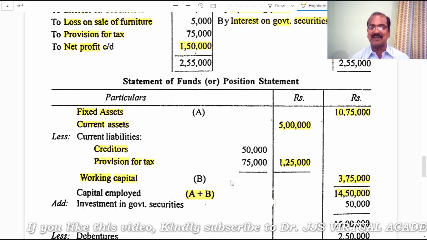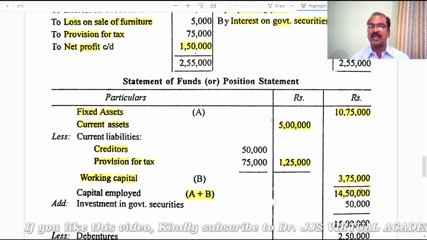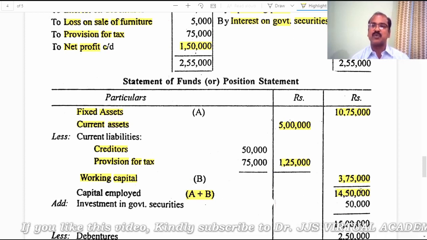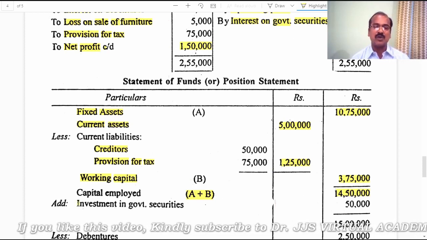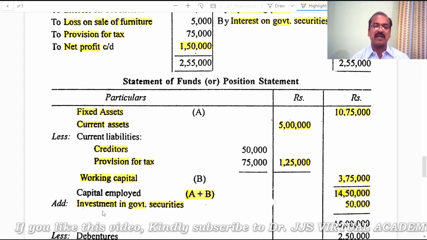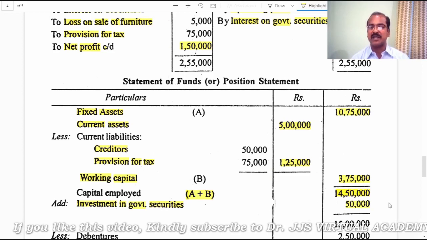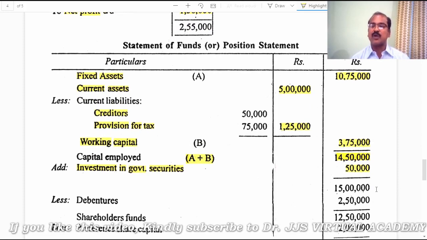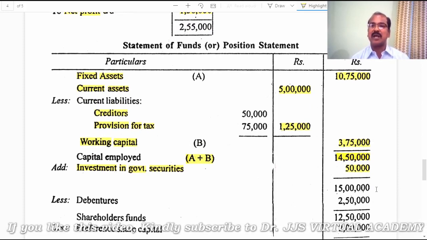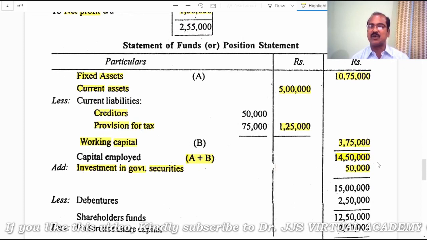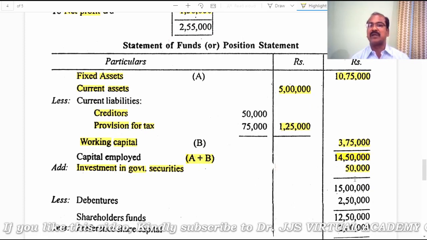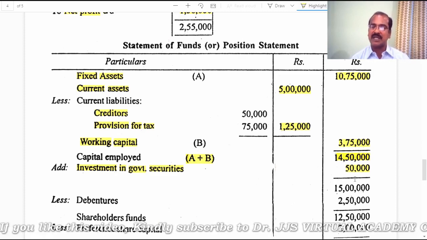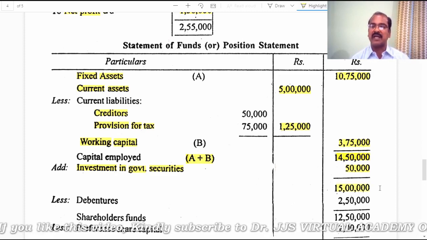But please understand the fact that in addition to the 14,50,000, they have mobilized another 50,000, which has been invested by the business on an outside avenue. That's nothing but investment in government securities amounting to 50,000. So the total comes to 15 lakh. Therefore, what you understand is that capital employed in the main business is 14,50,000, but total capital generated and invested in the business and outside the business put together comes to 15 lakh rupees.